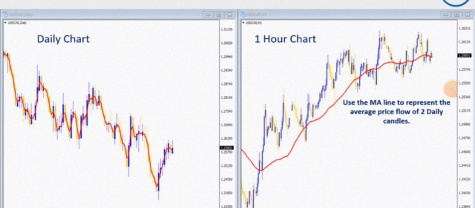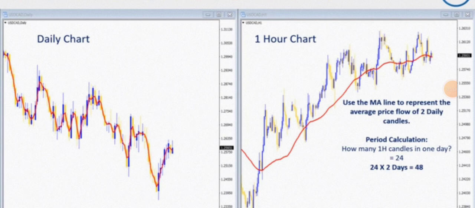In this example, I have the 1 hour into the daily. So, you want to calibrate it to represent the average price flow of 2 of those higher time frame candles. In this case, we have the daily. So, how many 1-hour candles are in one day? Pretty simple answer. There's 24 hours in a day, so there would be 24 1-hour candles. We would times that by 2. So we have an average of 2 days, 2 daily candles, which would be 48. So you should use a 48 period moving average when trading the 1-hour chart into the daily.